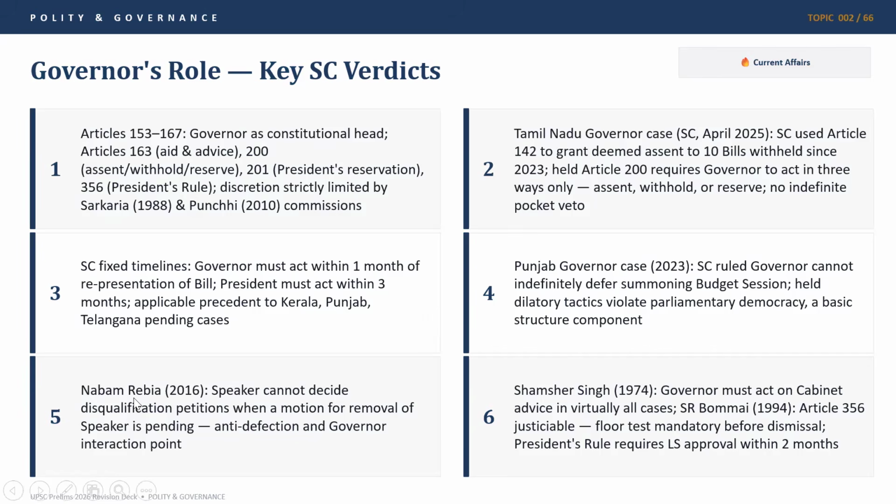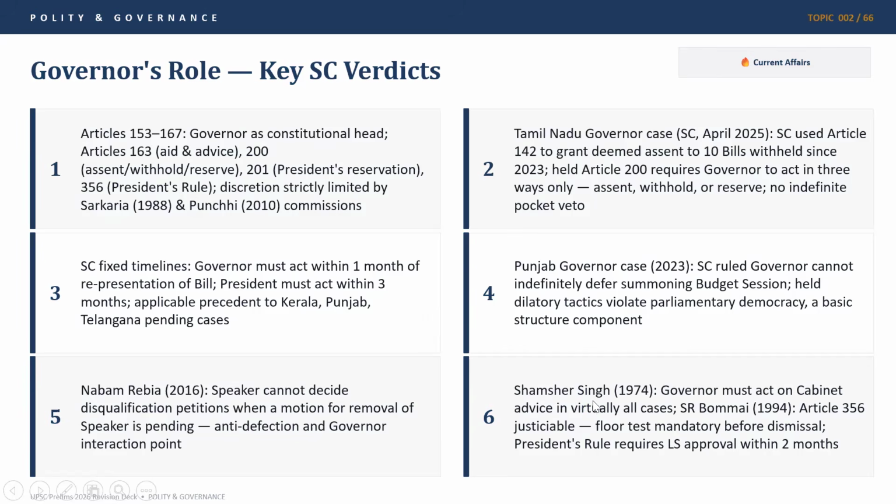structure component. A very important case related to governor's powers and speaker's powers is the Nabam Rabia case of 2016, in which the speaker cannot decide upon disqualification petitions when a motion for removal of the speaker is pending. And this is related to the anti-defection and governor interaction point. So if any disqualification petition, a 10th Schedule application, has come to the speaker, they cannot decide upon it if there is a motion of removal for the speaker itself.